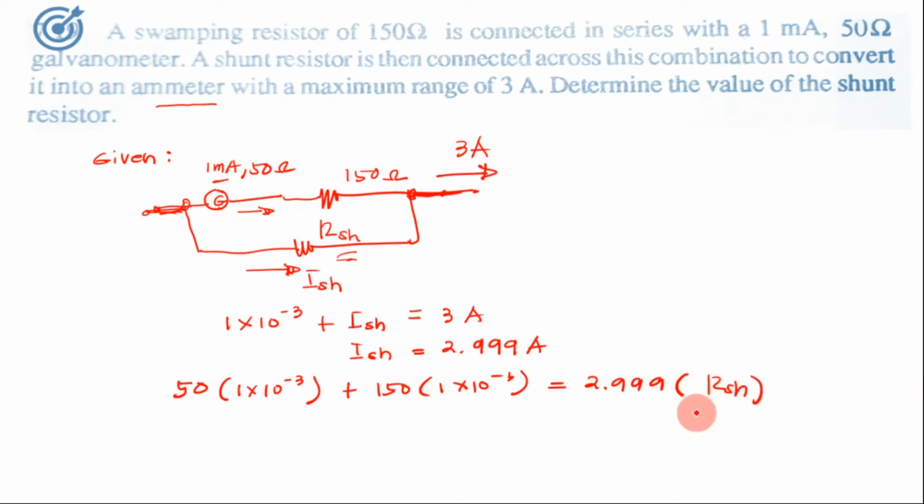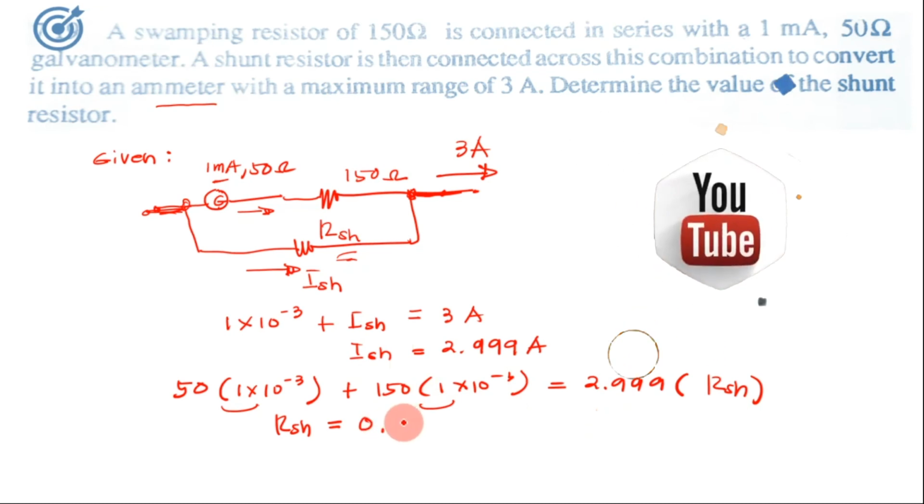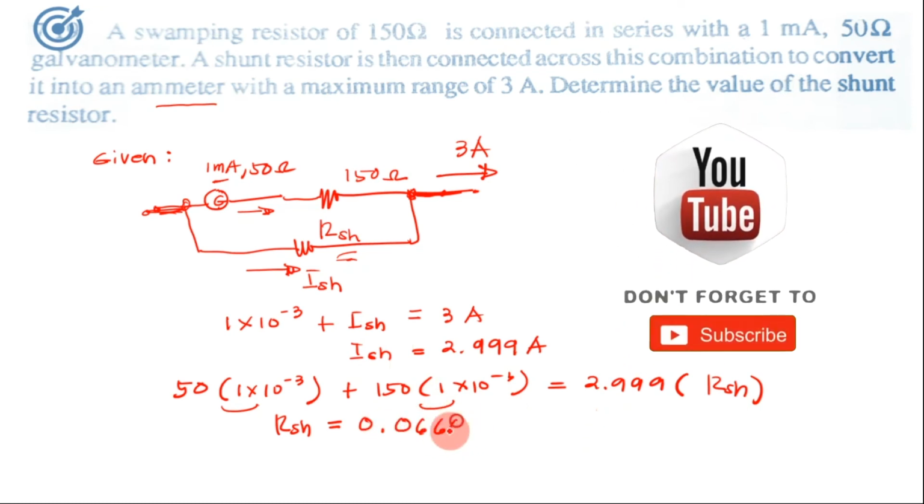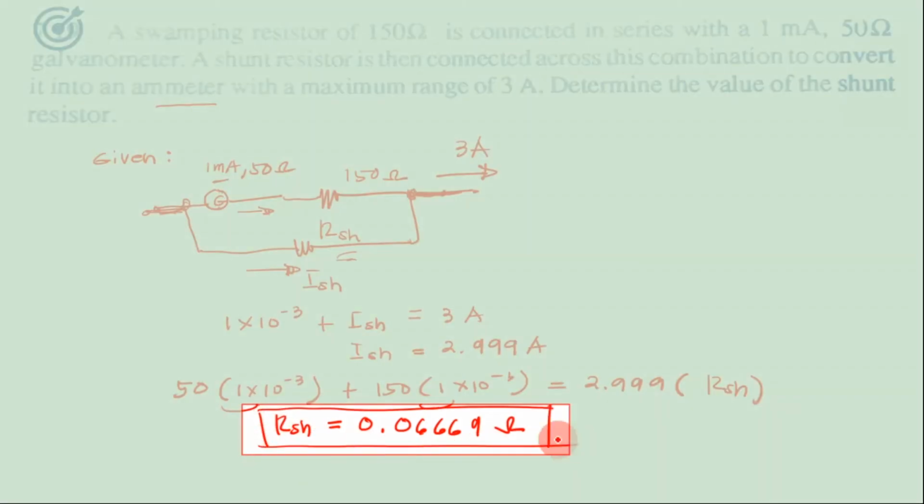What do you observe in this equation? We have only one unknown, which is R shunt. Using your calculator, you simplify: multiply, then add. After doing that, you divide it by 2.999. In doing so, you get a result of 0.06669 ohm. This will be the value for your R shunt, and this is what we are looking for, the shunt resistor.